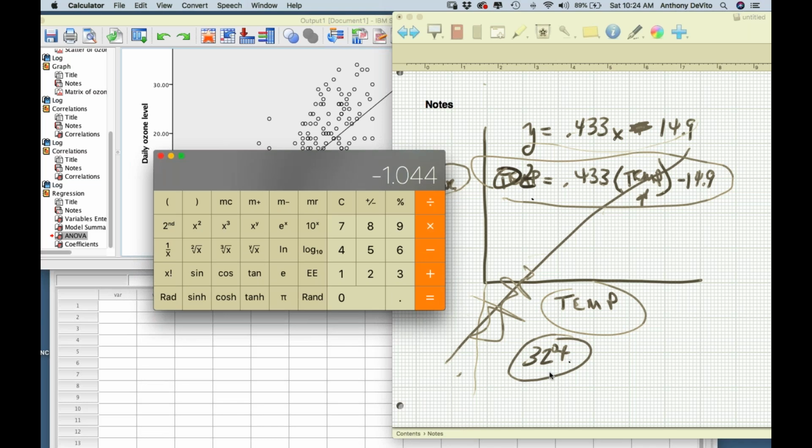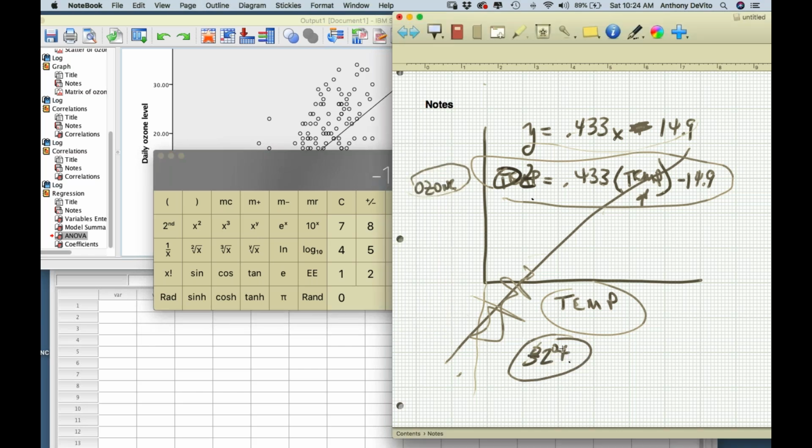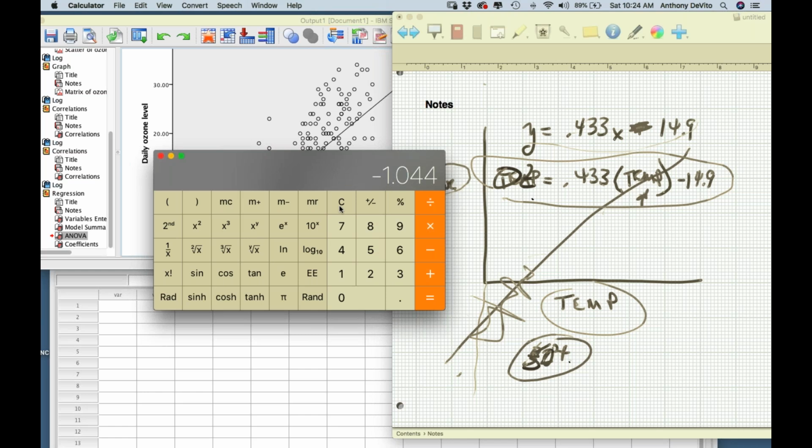Let's say we're looking at a temperature of 50 degrees, a cool day. A freezing weather day in Los Angeles might be 50 degrees. So let's try that now. 0.433 times 50 is equal to this, minus 14.9 is equal to 6.7. So we're predicting that based on that temperature, the outside ozone level is going to be 7 parts per billion.